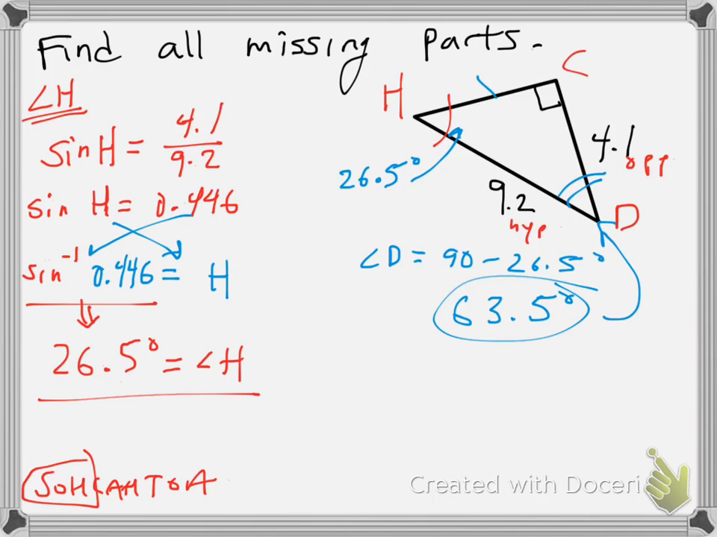All we're missing is this side here, which you can find using the Pythagorean theorem. And just to save time, I'll tell you, because you know how to do the Pythagorean theorem by now, you'll find x is equal to 8.24 units, approximately.